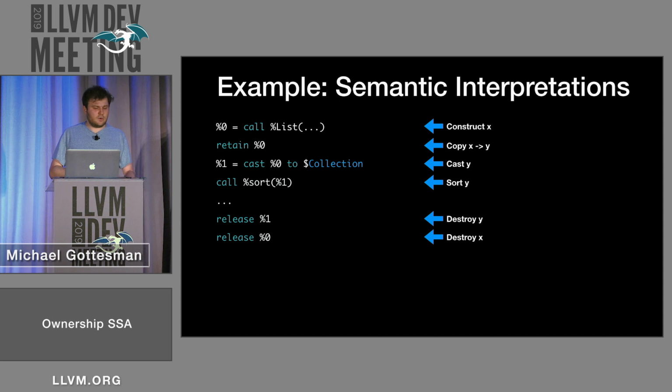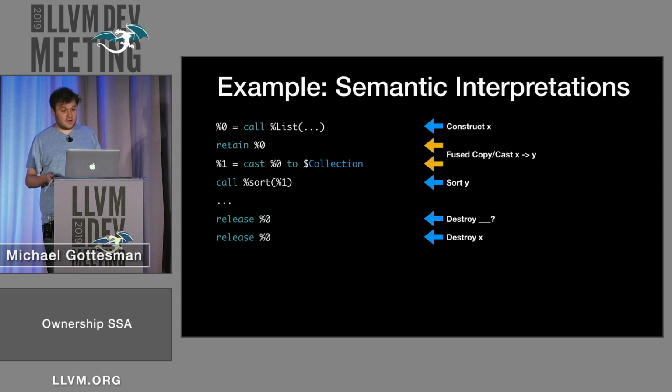Given this example, we only need one standard optimization to introduce multiple semantic program interpretations, namely passing %0 instead of %1 to release. This is a legal optimization, since casting Y to collection is only needed to call sort, not to release Y. And the underlying pointers, %0 and %1, are exactly the same. This results in the IR no longer expressing which release explicitly destroys Y, resulting in this code now being able to be semantically interpreted in multiple ways.